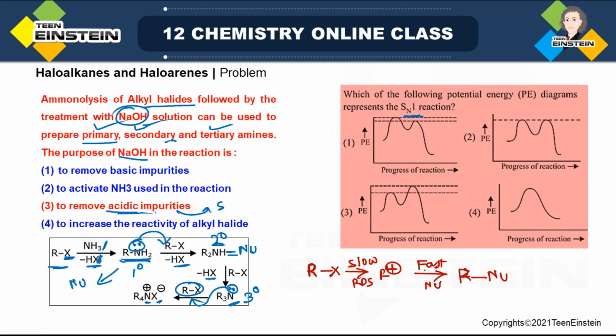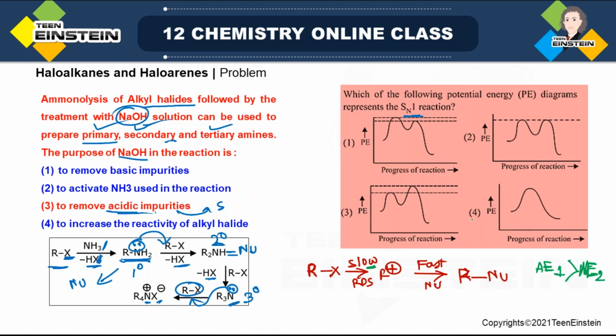So for the first step, the activation energy is high because it is the slow step. So activation energy, I am writing it as AE. Activation energy for the first step, AE1, is greater than activation energy for the second step, because the first step is the slow step. Suppose the second step is the slow step, in that case activation energy for the first step will be lesser than the second step. But in this case, it is slow for the first one. So the first activation energy will be high. And obviously there will be two humps.